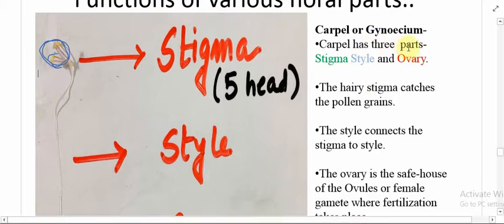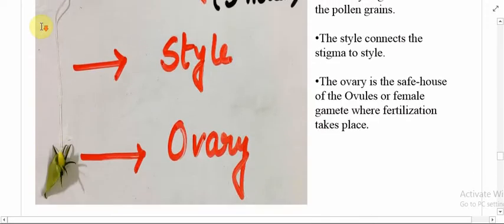So the carpel has three parts: stigma, style, and ovary. The five heads I have mentioned here because five heads are there. The hairy stigma catches the pollen grains. The style connects the stigma to the ovary. This is the stigma and this is the ovary.